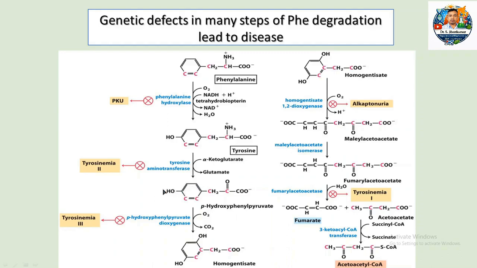Because you see here ortho, meta, para. So para-hydroxy, and this is what? Phenyl. So para-hydroxyphenyl, and this portion is pyruvate. So para-hydroxyphenylpyruvate.